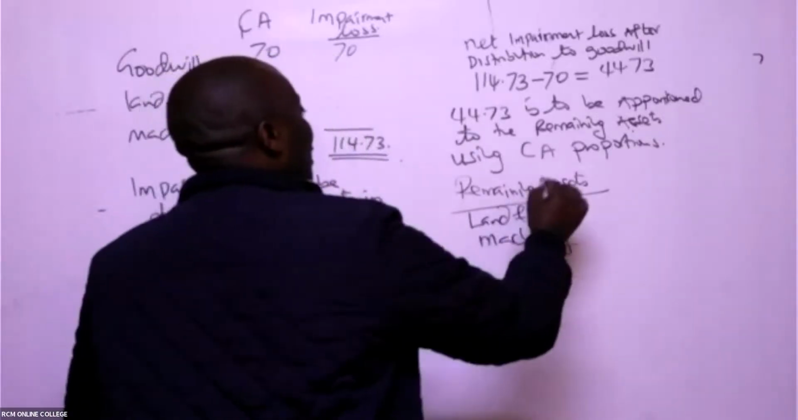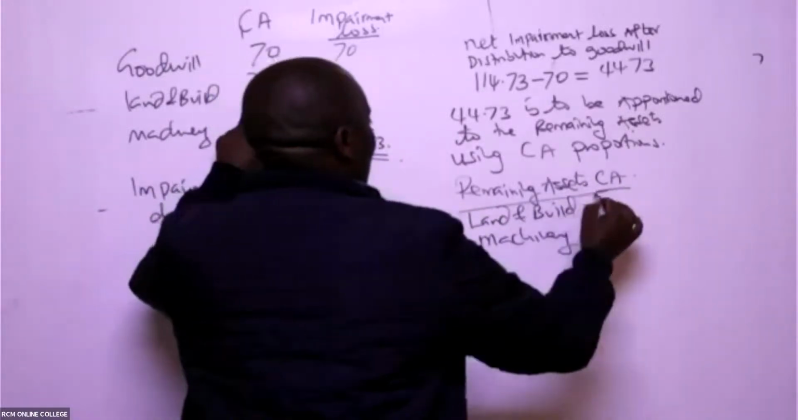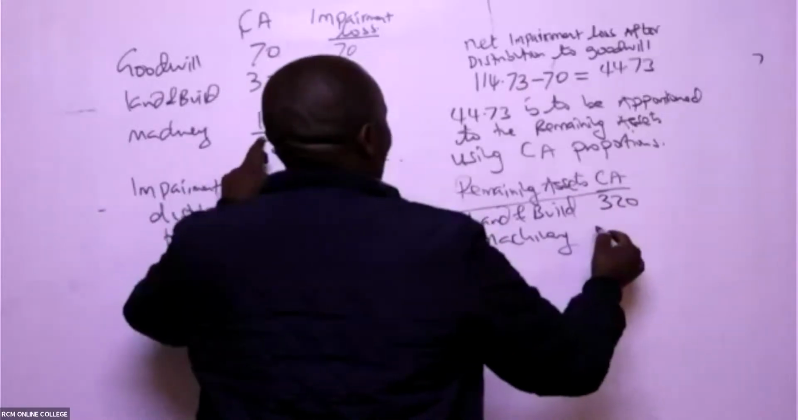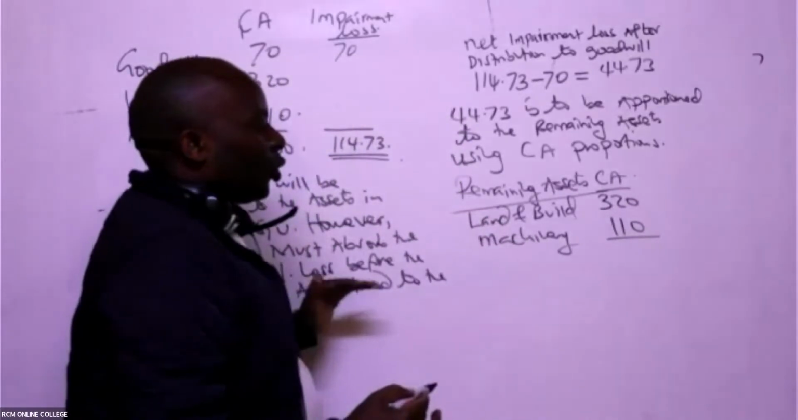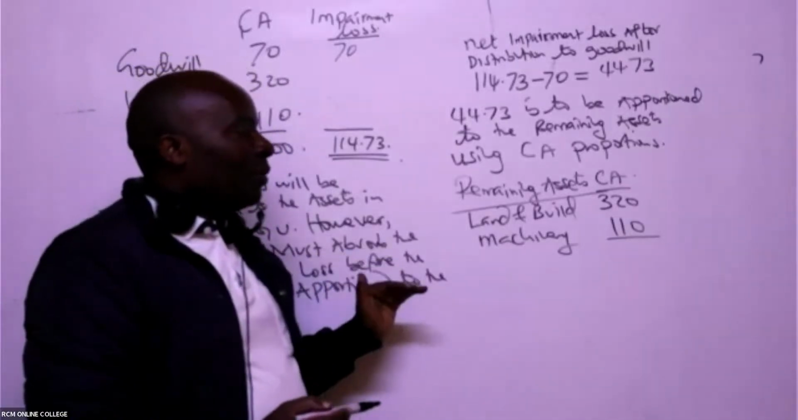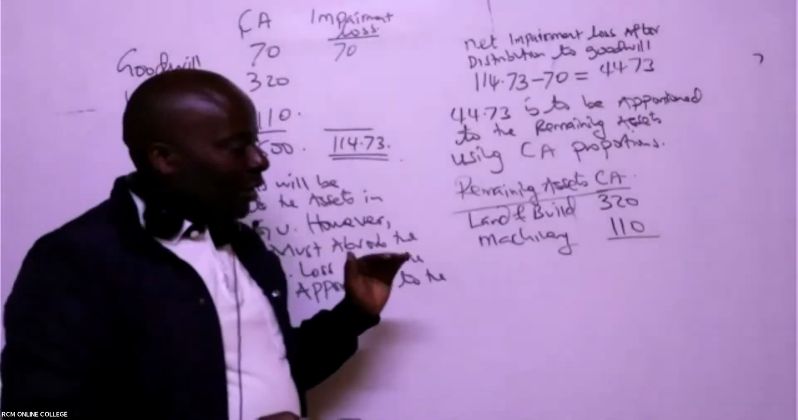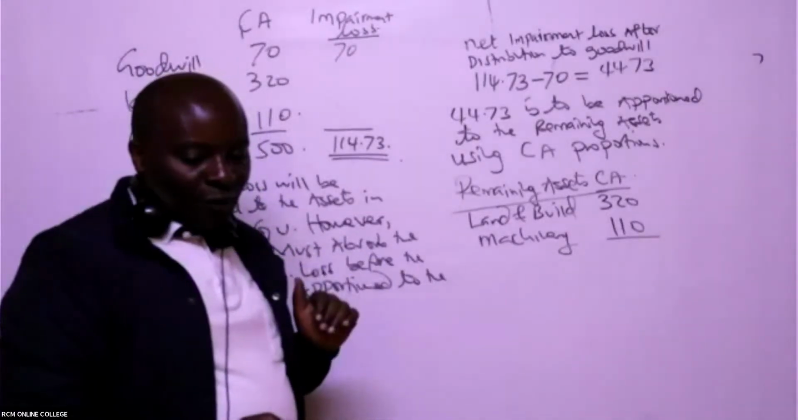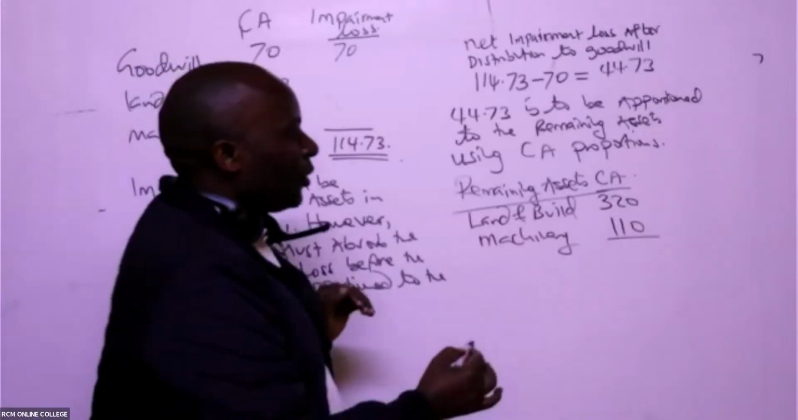Their carrying amounts: this is 320, this is 110, giving me how much, ladies and gentlemen, the total carrying amount of the remaining assets. So we have here 430.